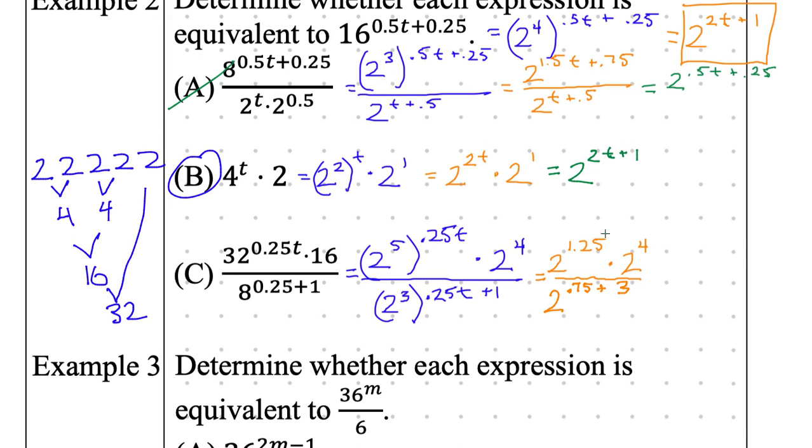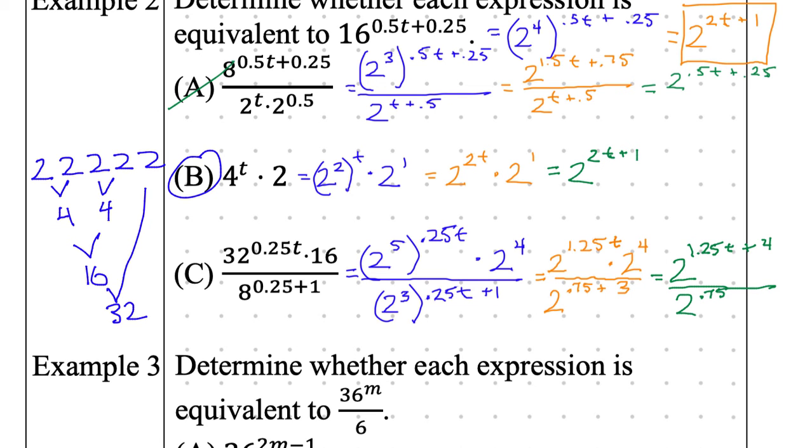I can rewrite this numerator. If I'm multiplying the same base, that really means I'm adding the powers. So, if you caught the mistake, give yourself an extra credit point, but here it is. I was supposed to put a t there. And then from here, I'm going to, as I said, add 2 to the power of 1.25t plus 4. That's all going to be divided by 2 to the power of 0.75.